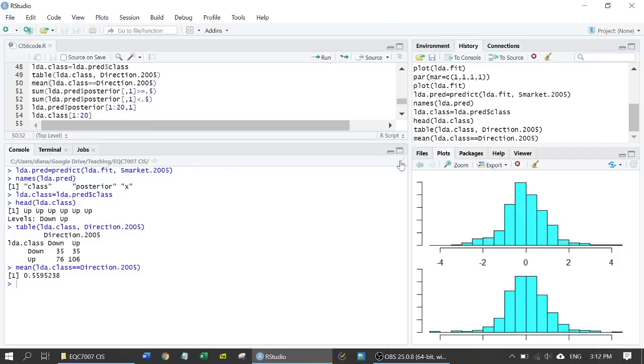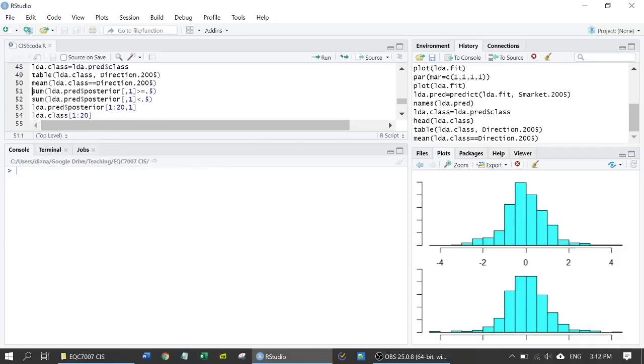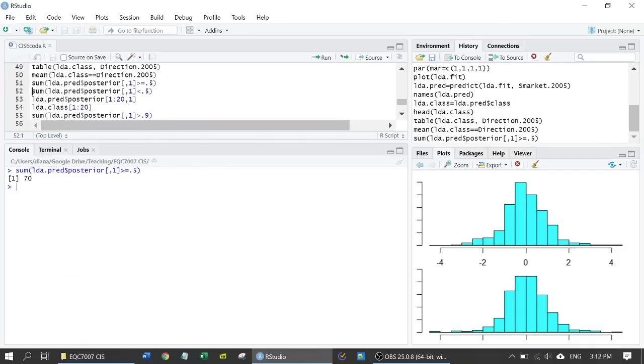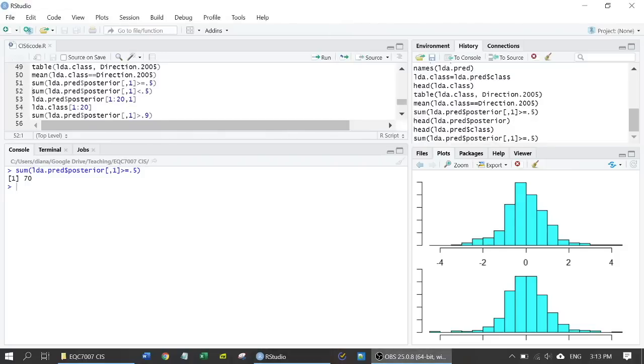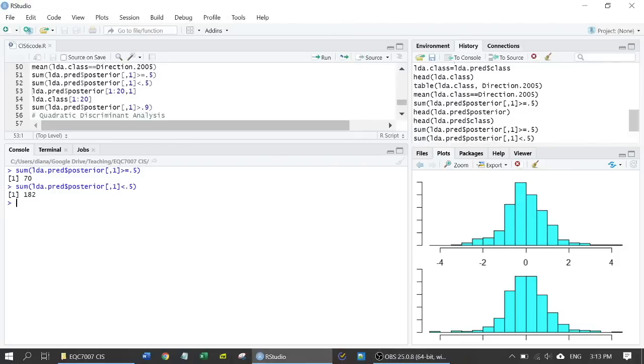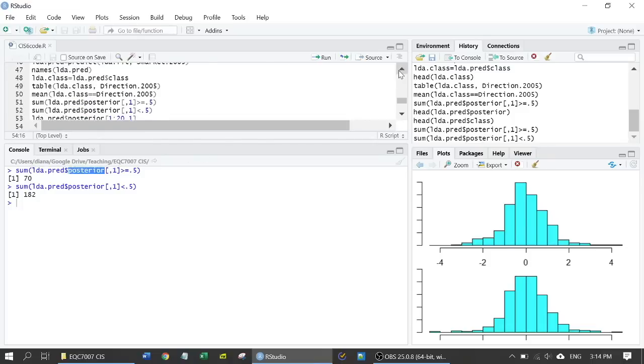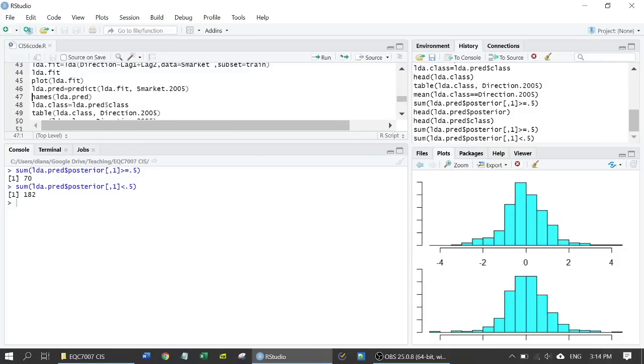Okay, the next is, you're going to run this. Let me just run these two lines first, and let me explain. Now we are particularly interested in this line, where we are looking at LDA.pred$posterior, and previously we were looking at LDA.pred$class, and this time we are looking at posterior.